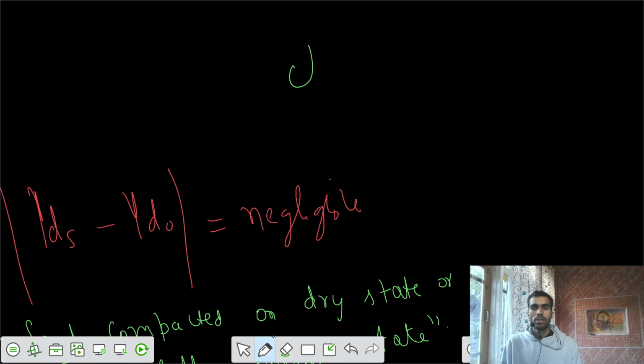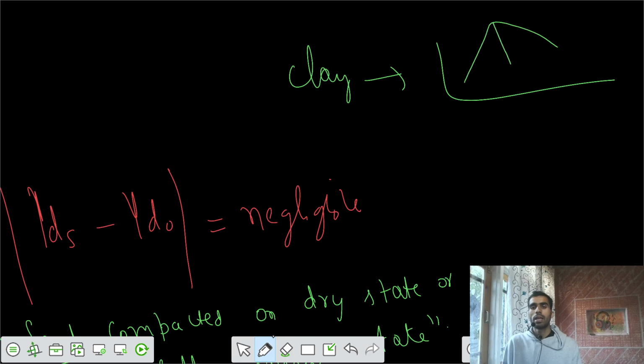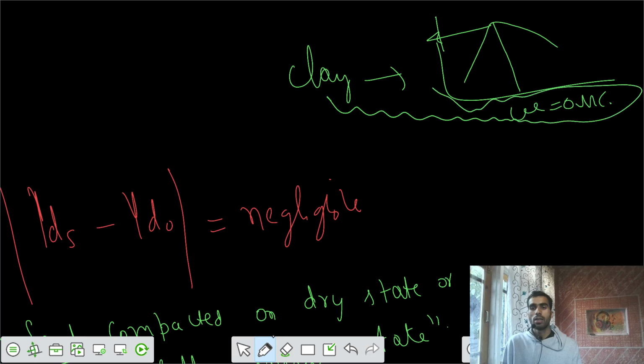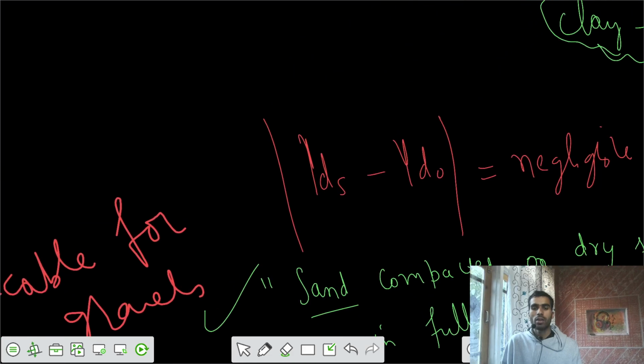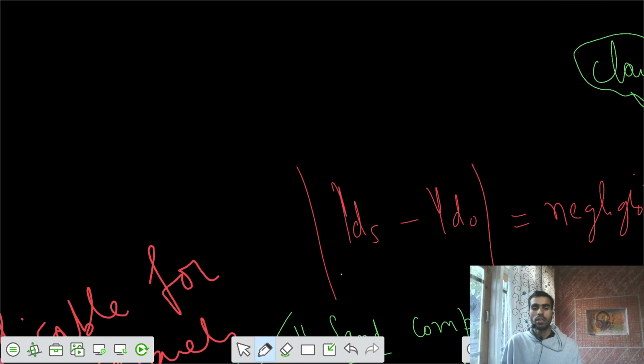Clays are compacted such that we are getting gamma dry maximum at a particular value of water content equal to optimum moisture content. So I would say clays are a function of water content. But sands are not. Sand compaction is not defined by water content.